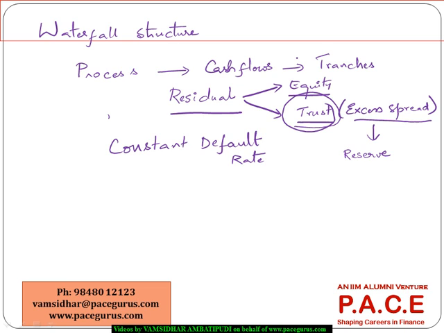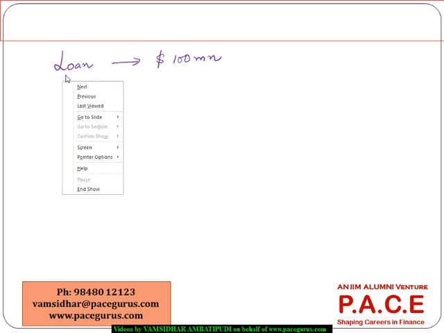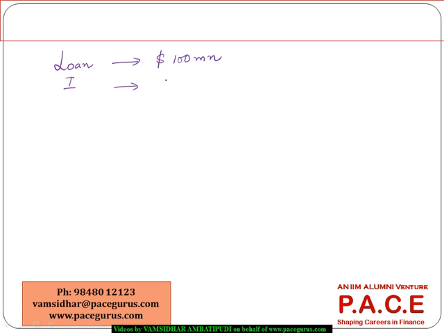Let me take a simple example for us to understand the whole process. Let's say the total loan amount, let me assume that it is $100 million. This $100 million loan is securitized. Let's say these are all floating rate loans, so the interest rate on this floating rate loan, let me say, is LIBOR plus 2%.